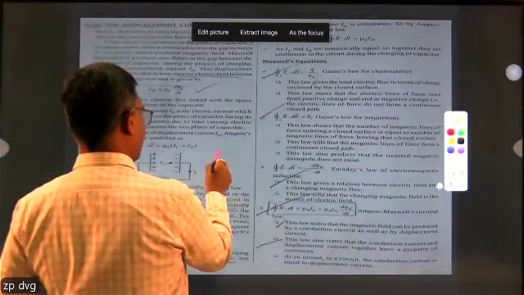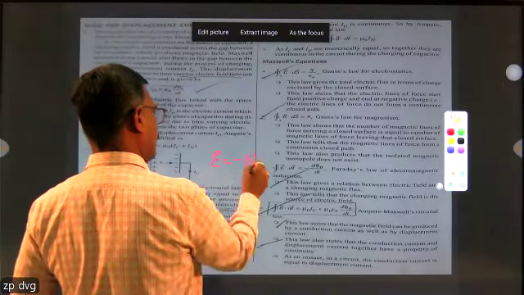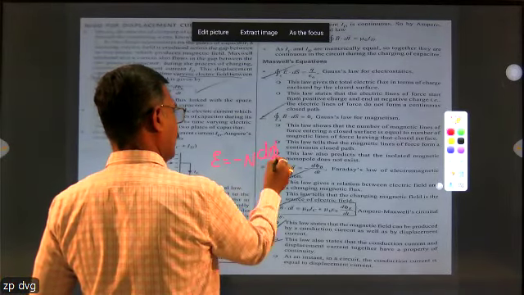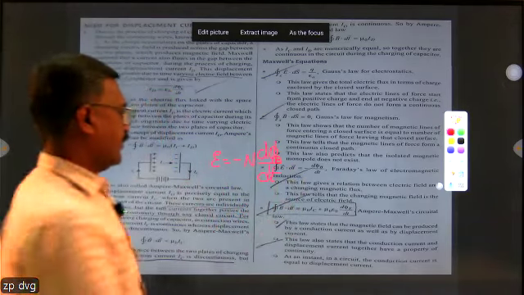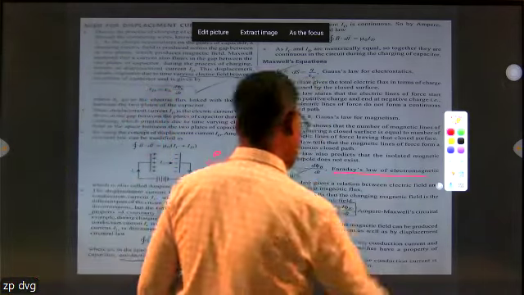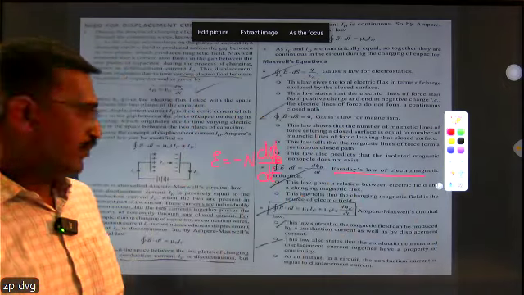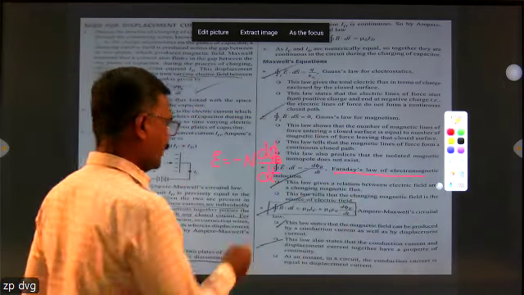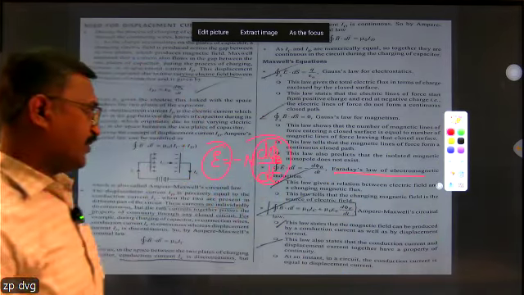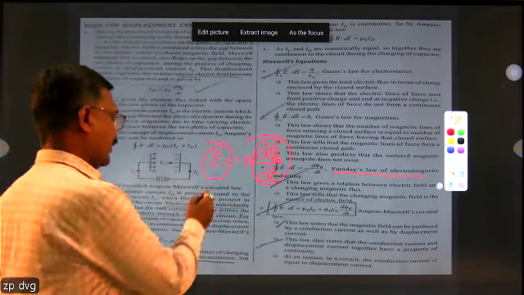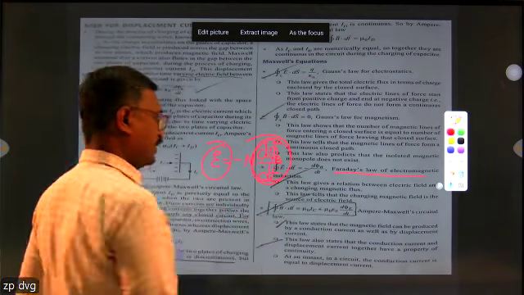So the induced EMF epsilon is equal to minus n into d phi B by dt. It is called Faraday's law of electromagnetic induction. It is also called Maxwell's third equation. This gives the relation between electric field and magnetic field, or electric flux and magnetic flux, with the magnetic flux changing with respect to time.